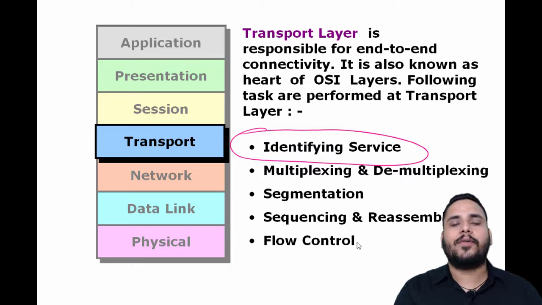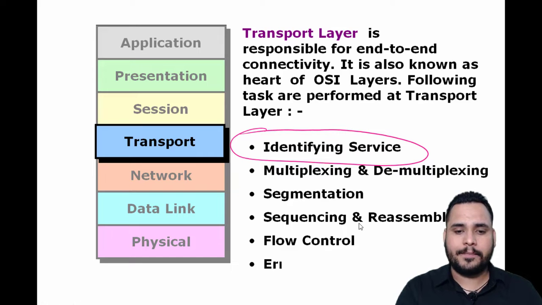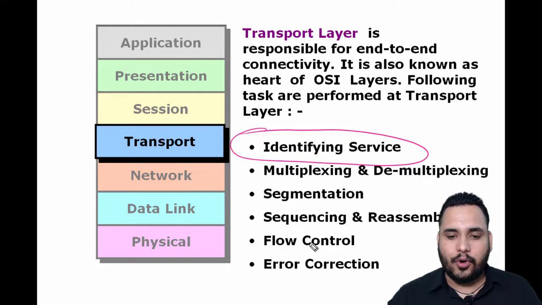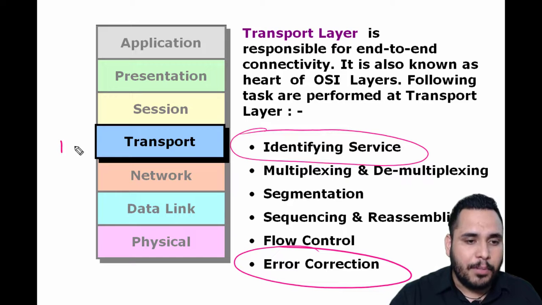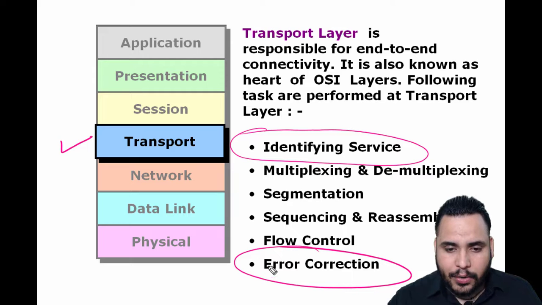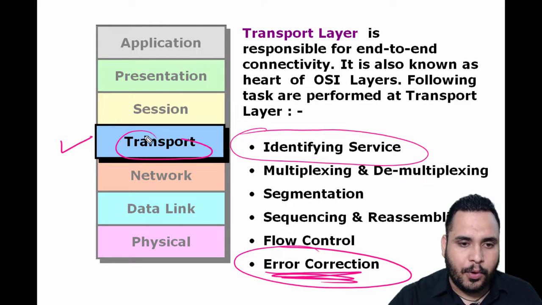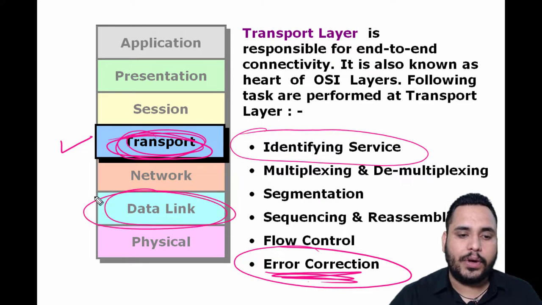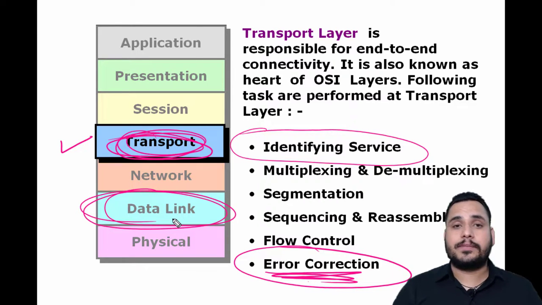Flow control is the term used in three-way handshaking, which we will discuss in my next slide. And error correction. I just want to let you know about one important concept. Many people think that error correction and detection both belong to the transport layer, but there is a difference. Error correction is done by the transport layer, but error detection is done by layer 2, the data link layer. When we discuss the data link layer, I will explain the concept of CRC, cyclic redundancy check.